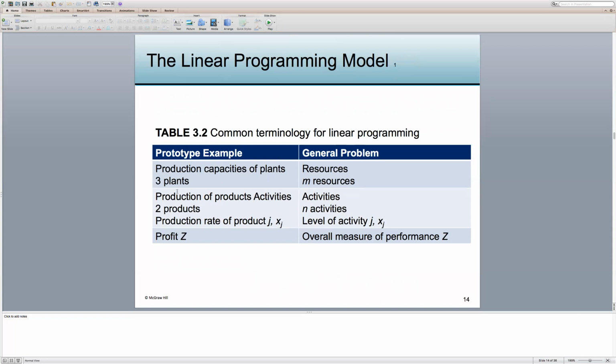So in our first example, our resources were the production capability of various plants. We had 3 plants. That is, we had 3 different resources. Each plant was a resource. What were the activities? Well, the production of the different products. How many activities were there? Well, there are 2 activities, 2 products, 1 for each product. The production rate of each product was the level of activity. And the profit Z, in this problem, was our overall measure of performance.